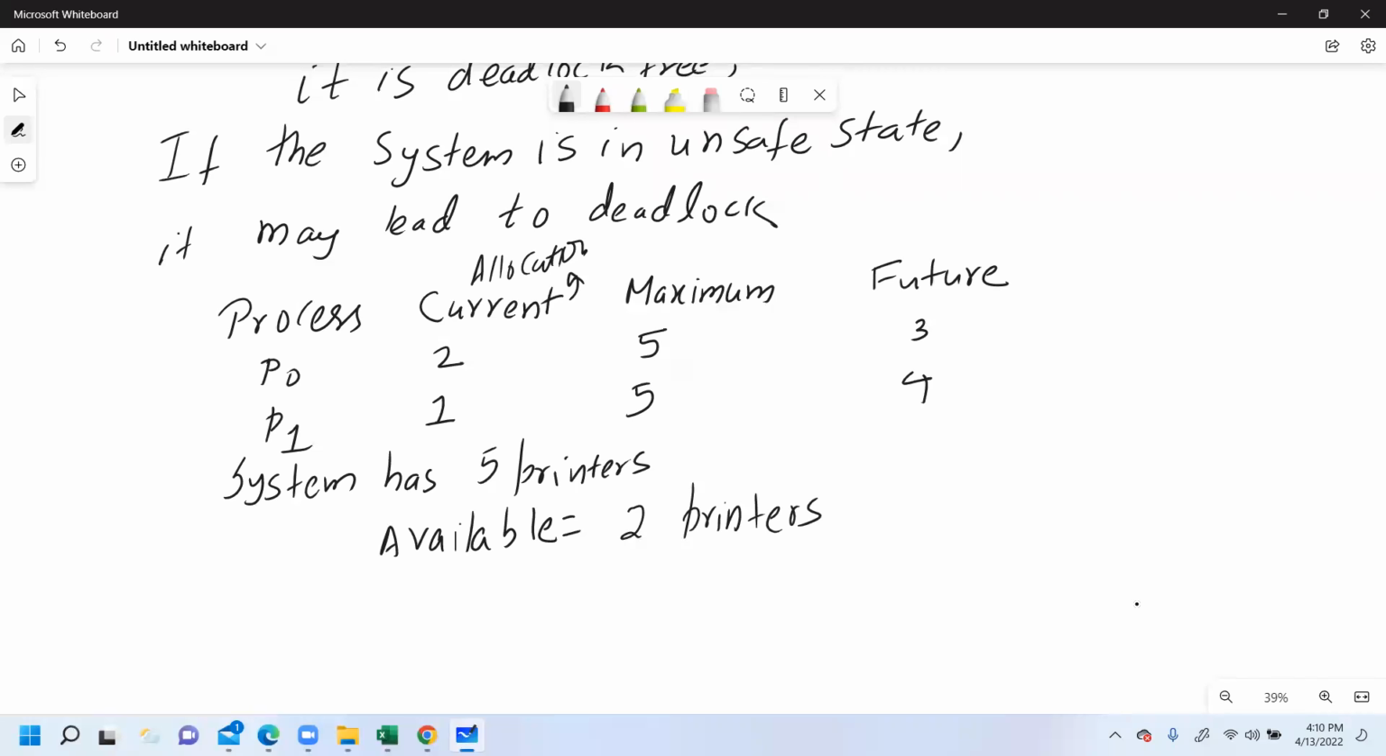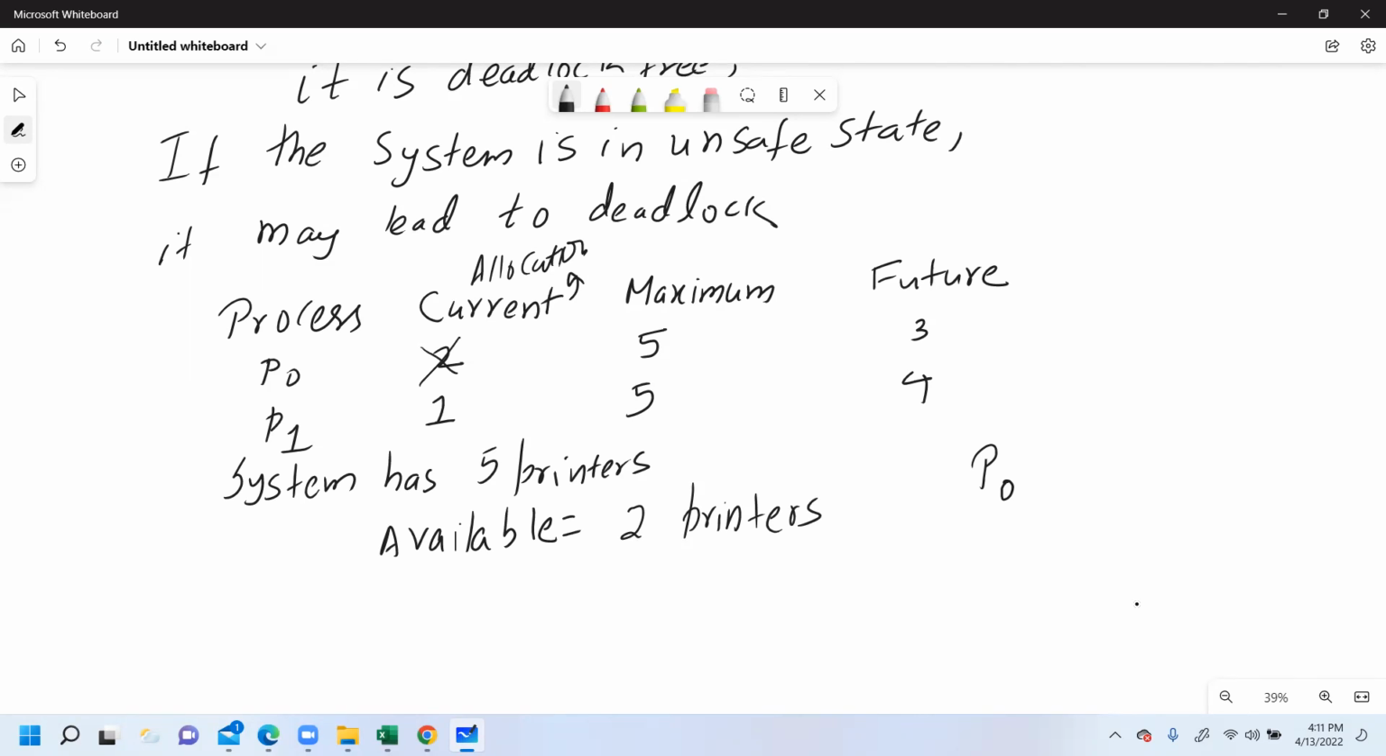But still I can say this can be deadlock free. Suppose, let us say, we don't know how P0 is going to complete. In my case, P0's maximum future need is 3 printers. So suppose it so happens that P0 is holding 2 printers. Maybe P0 is executed and it is releasing the 2 printers that it has. It completes its execution and releases 2 printers.